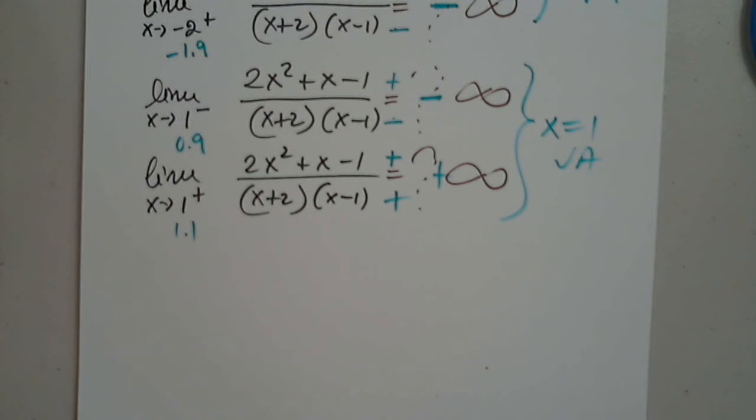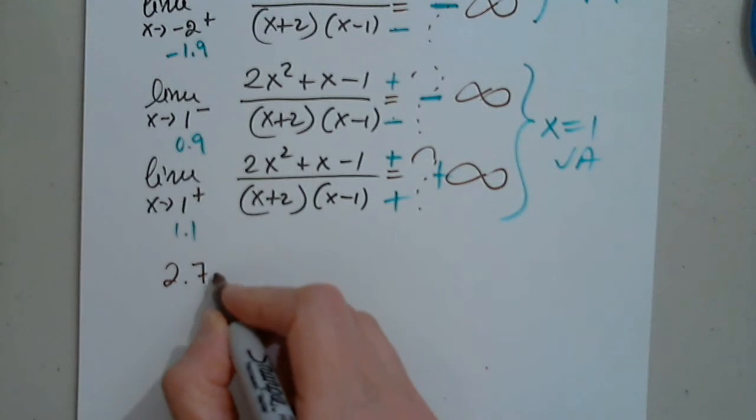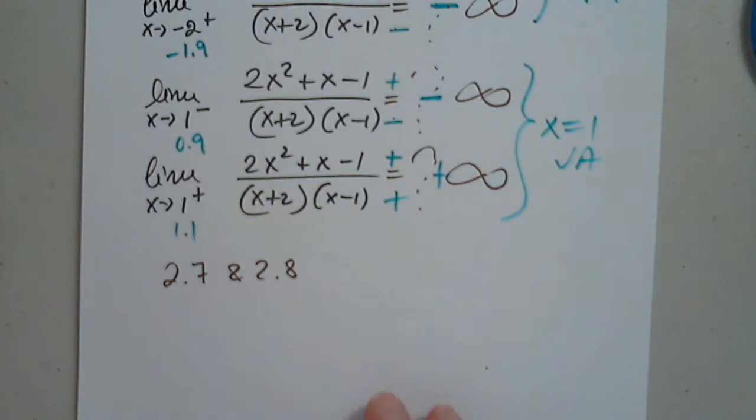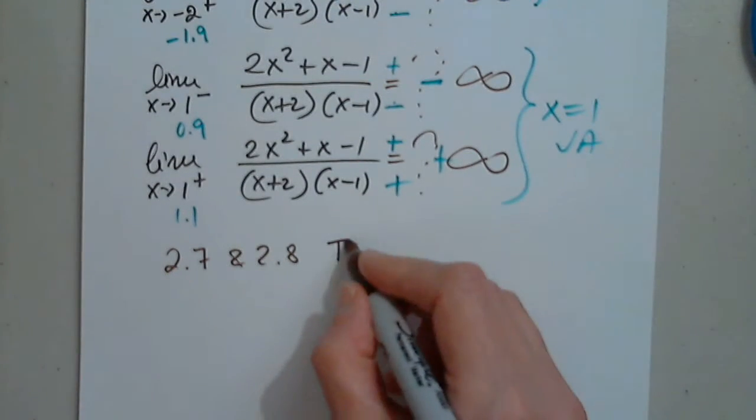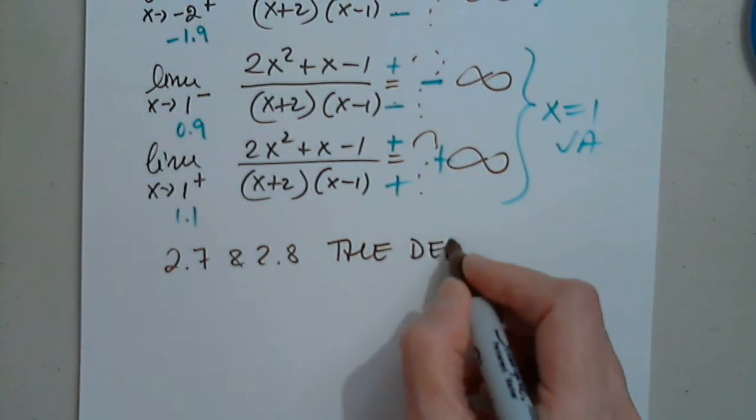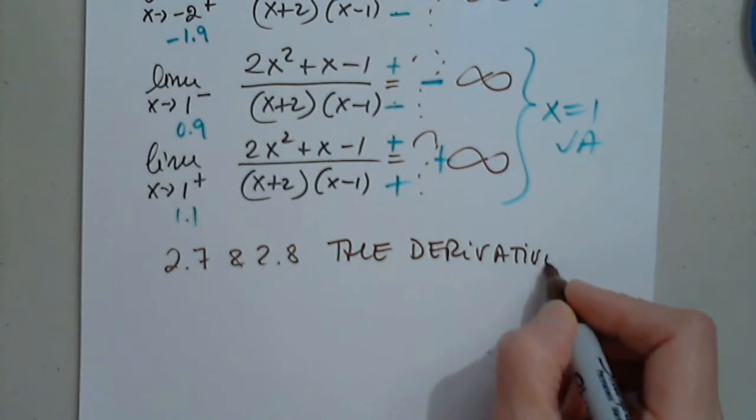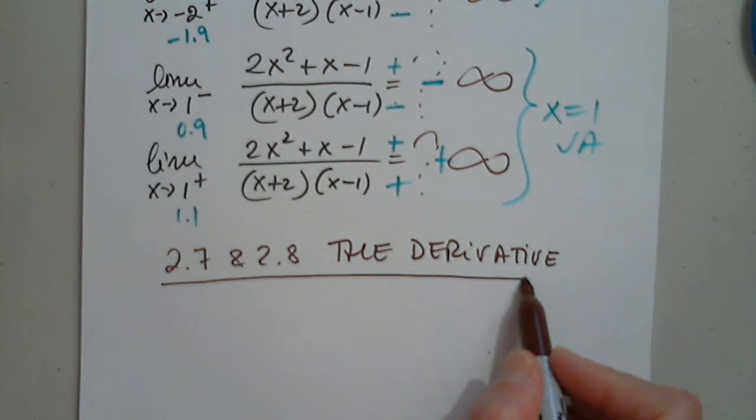Monday, but hopefully Wednesday. So 2.7 and 2.8, the derivative, finally. Okay.